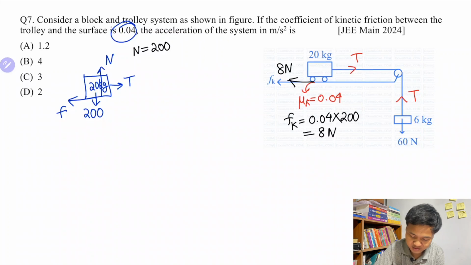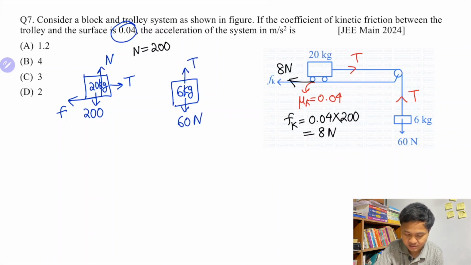The 6 kg block has a weight of 60 Newton. Upside I have tension T. Now the sign convention. On the 20 kg block, on the horizontal plane, x is like this, y is like this. Now you're going along this side, and then you take a 90-degree turn.